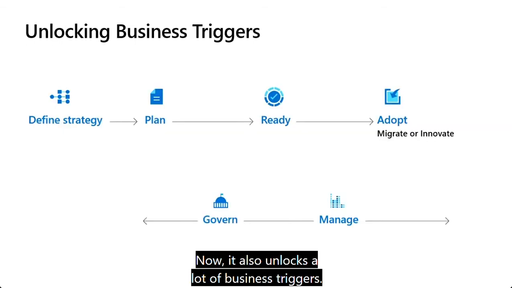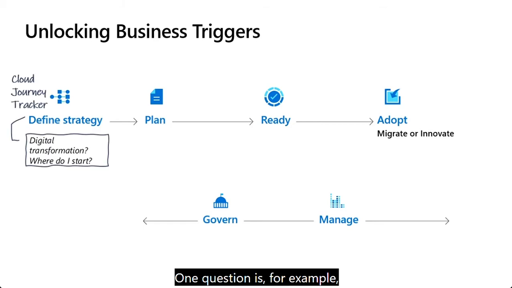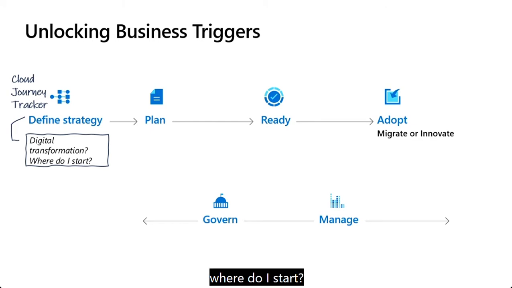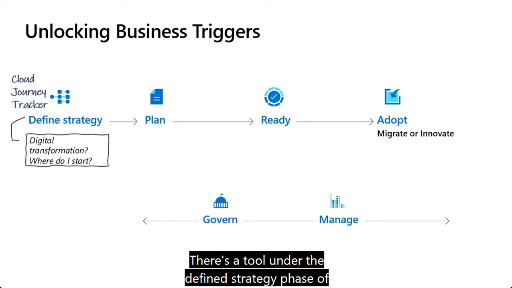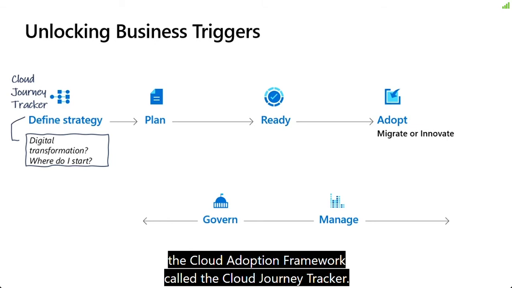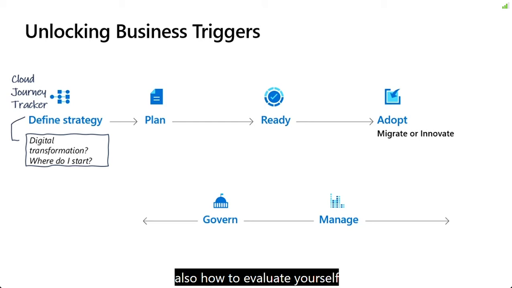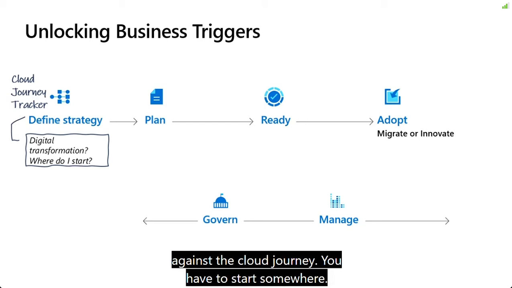Now, it also unlocks a lot of business triggers. If you go through the cloud adoption framework, there are a lot of questions that will actually pop up. So one question is, for example, okay, we've heard about digital transformation. Where do I start? There's a tool under the define strategy phase of the cloud adoption framework called the Cloud Journey Tracker. I'll show you how to access that tool, and also how to evaluate yourself against the cloud journey. You have to start somewhere, right?